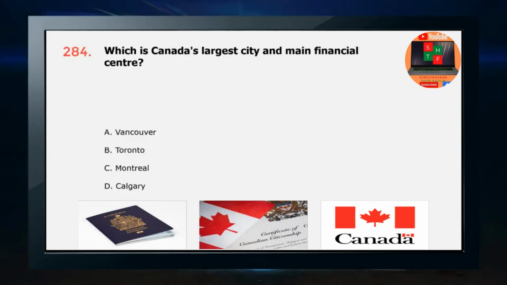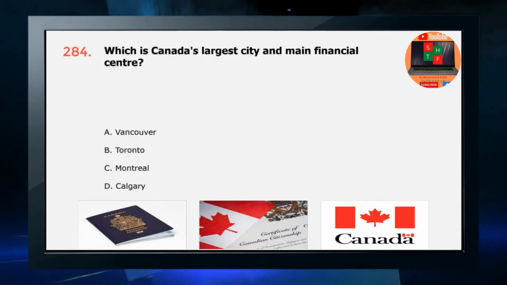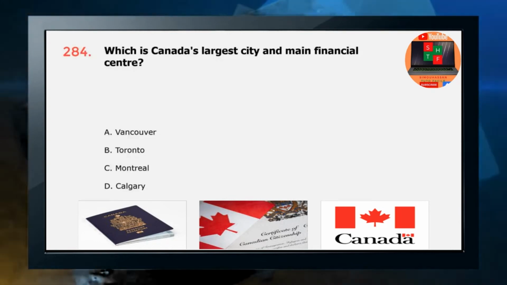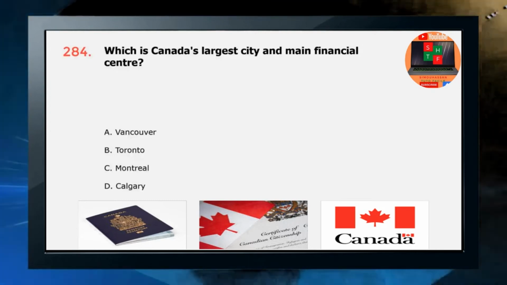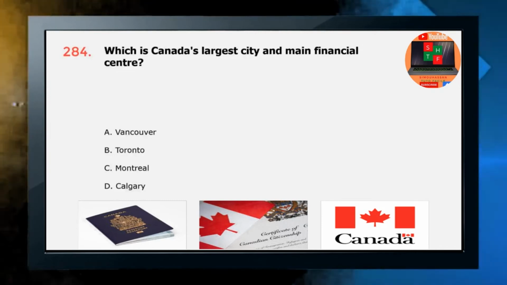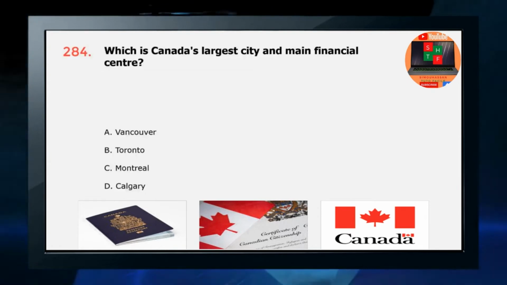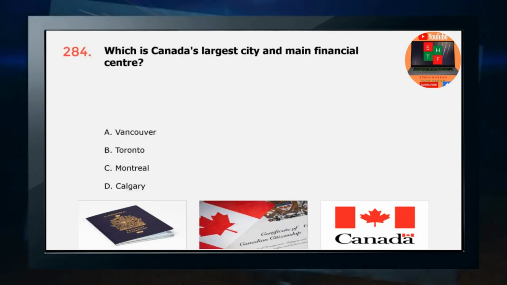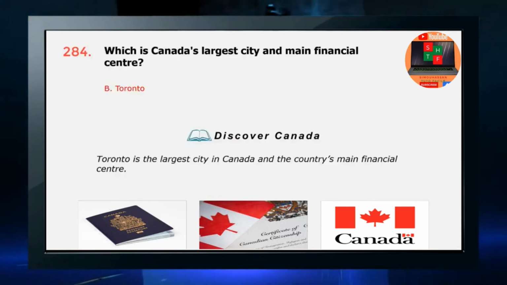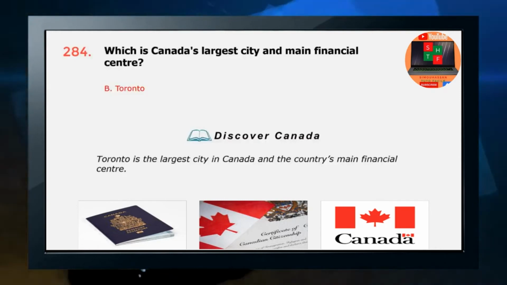Question 284. Which is Canada's largest city and main financial centre? A. Vancouver. B. Toronto. C. Montreal. D. Calgary. The answer is B. Toronto.